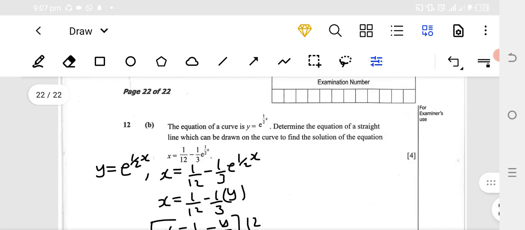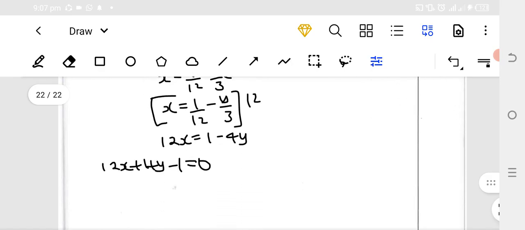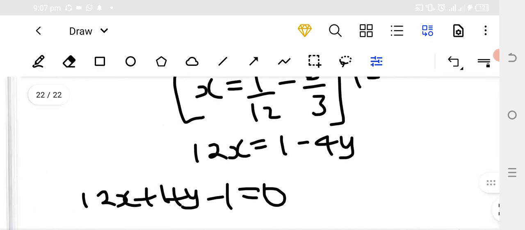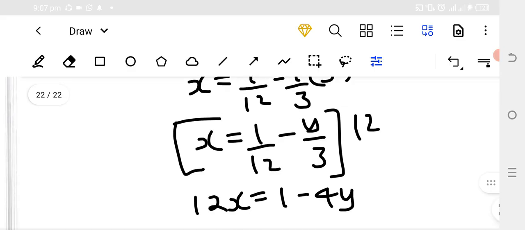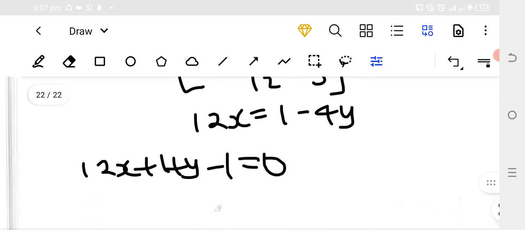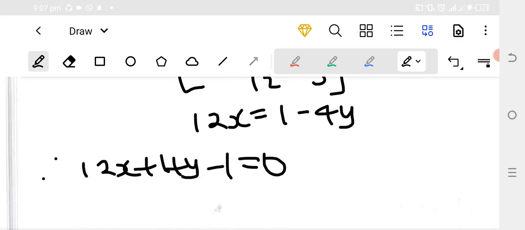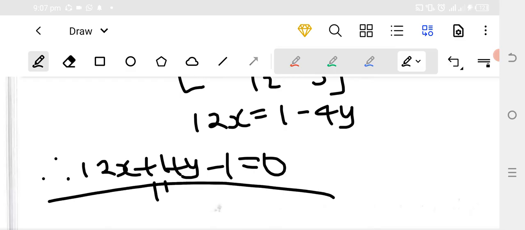They're asking for the straight line which must be drawn to obtain solutions. So this is the equation in the standard form, like that. That's your final answer. And we have successfully solved 2025 Paper 2 internal.